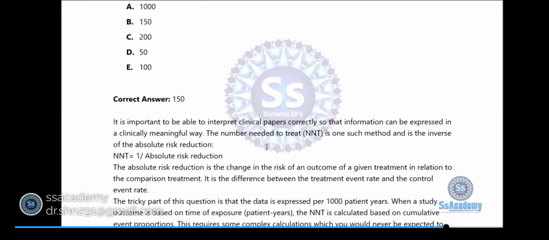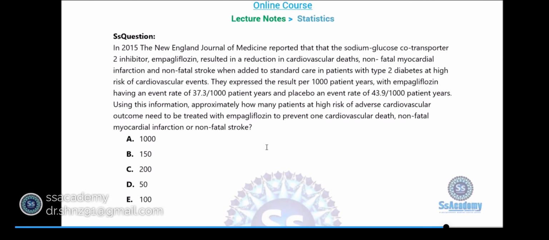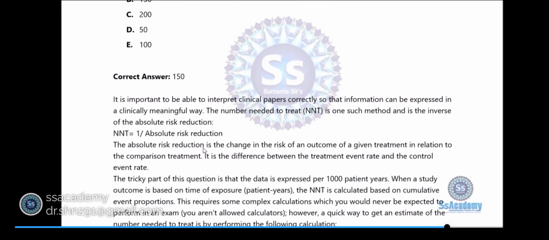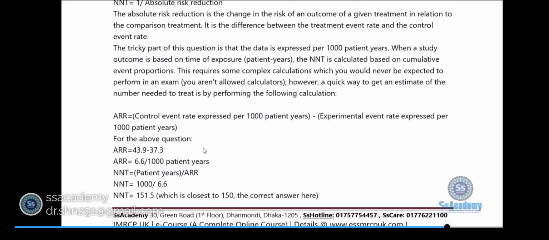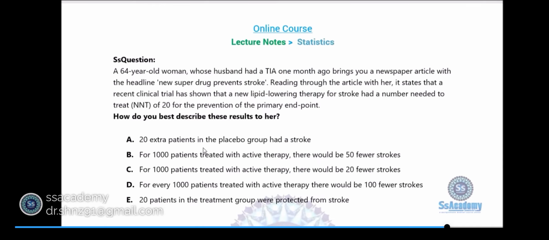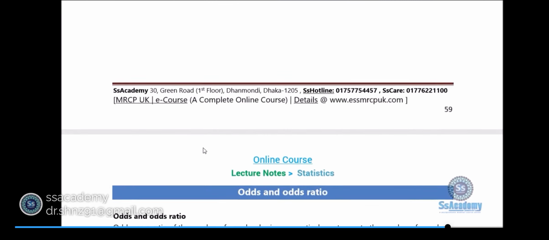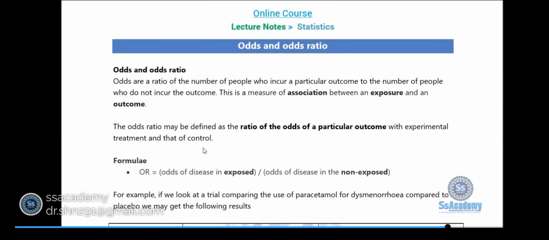The next question is written: approximately how many patients at risk of adverse cardiovascular outcomes need to be treated, the number needed to treat. So what do you need? Absolute risk reduction. What does it mean? The difference between the control event rate and experimental event rate, so that we can get it. So the same question. Next, the odds and odds ratios.